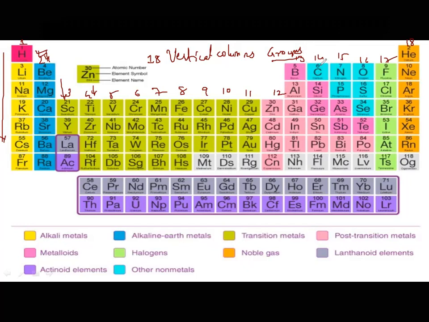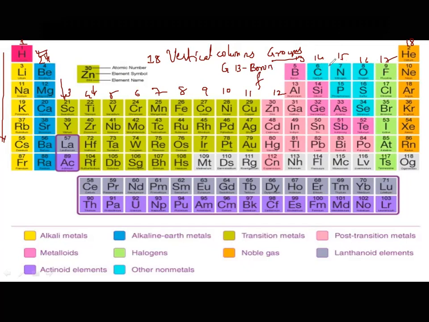So you can name them with the first member. I can call group 13 as boron family, group 14 as carbon family, group 15 as nitrogen family, group 16 as oxygen family, group 17 as fluorine family. Apart from that, there are typical names also.